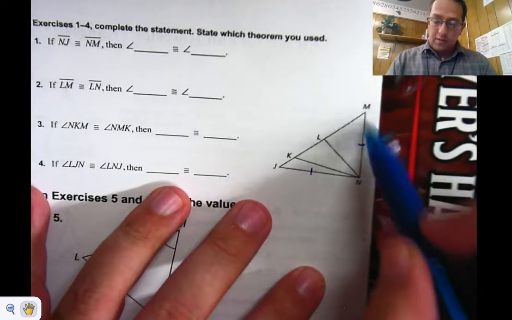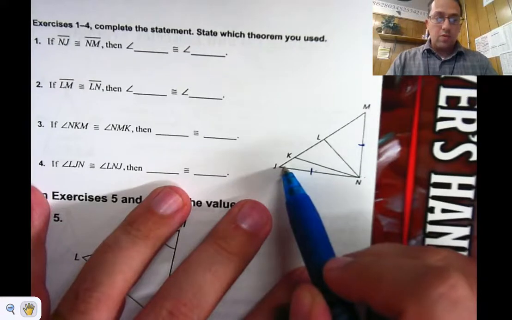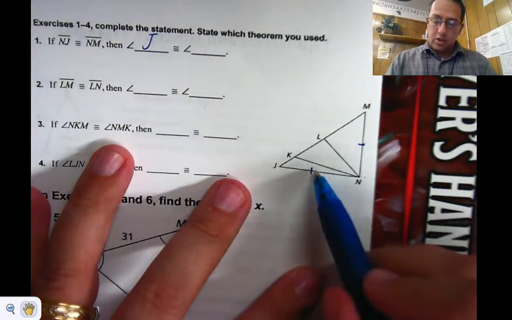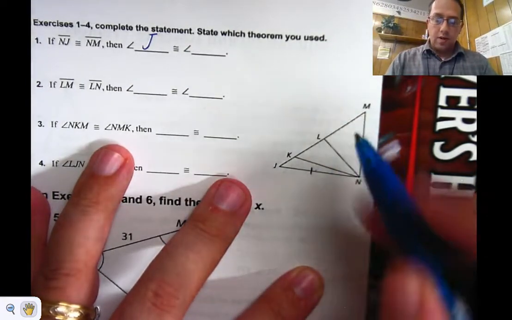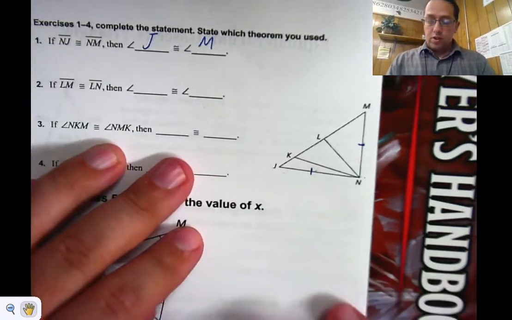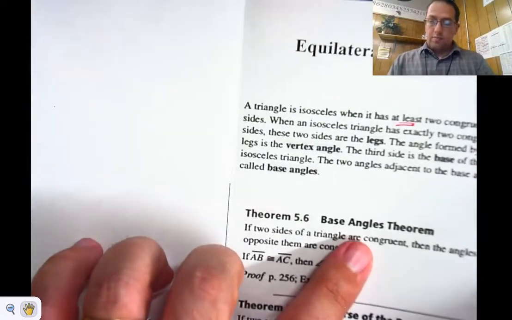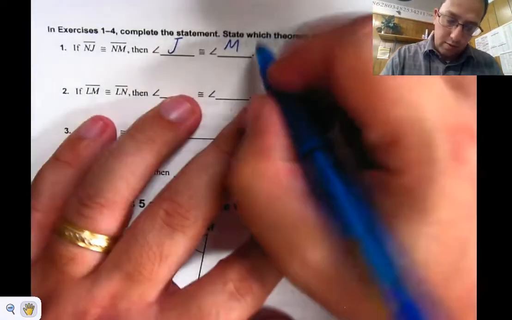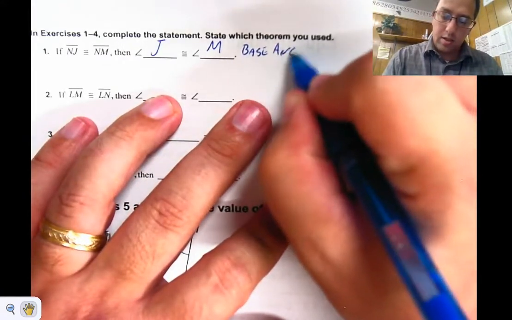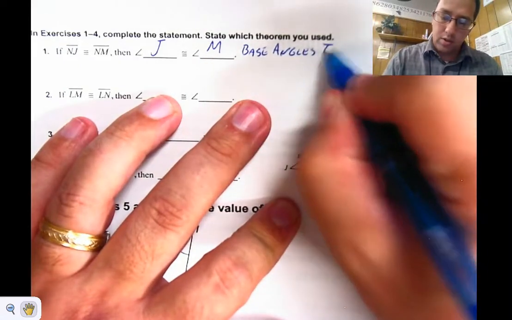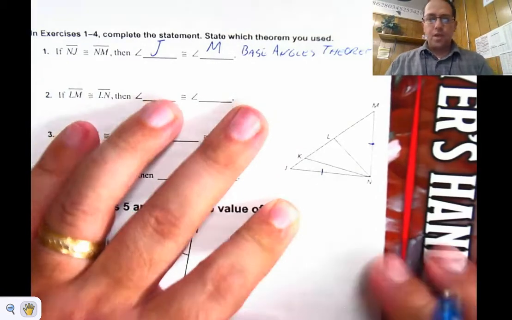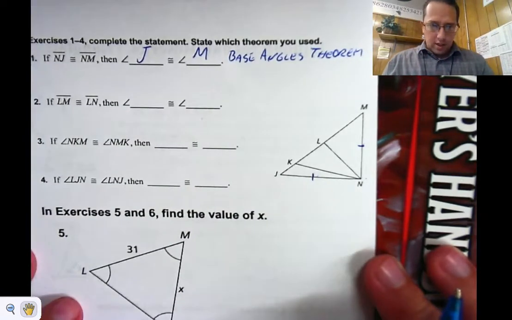So opposite of MN is going to be angle J. So I'm going to put angle J. Opposite of NJ, coming across here, is going to be angle M. Angle M. Now we do need to state the theorem. So which theorem was that? That was that very first one. That was the base angles theorem. So that's what we're at. Base angles theorem. All right, let's take a look at this next one.